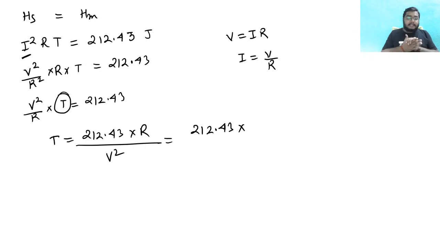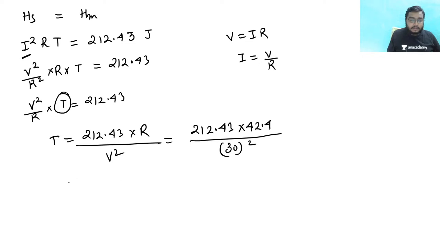Now tell me the answer. Try to find this answer and tell me. Substitute the value of R and V. Clear? Substitute the values of R and V. So here would be 42.4 and here would be V. So V is 30 volt. Tell me the time in seconds. 300? How is it coming as 300? No, it is coming as 10 seconds.